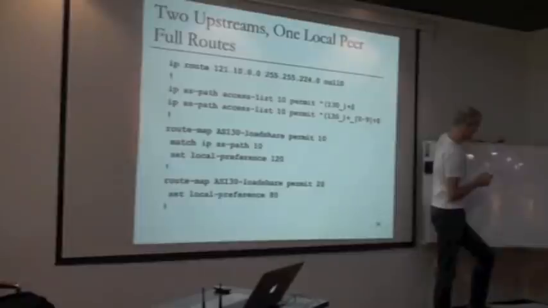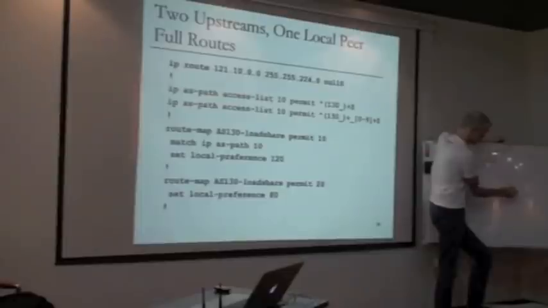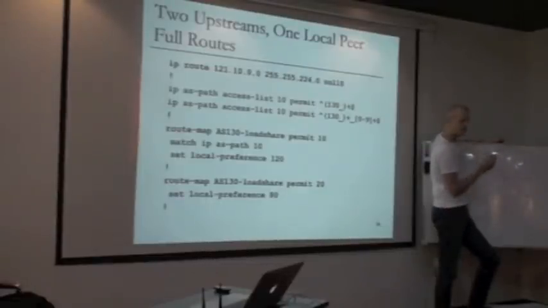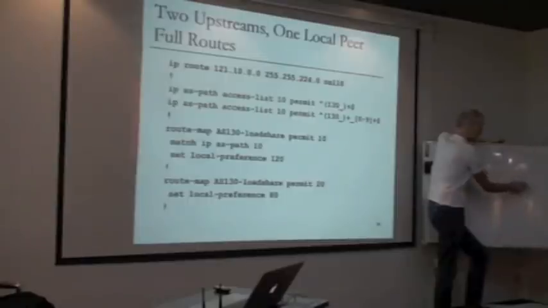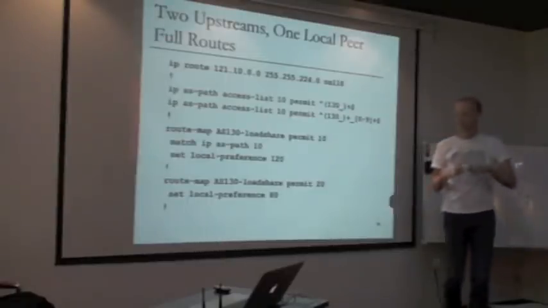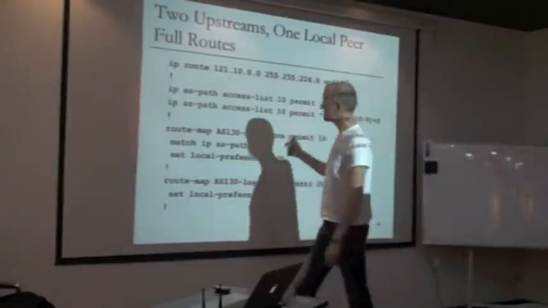AS130's upstream will get in through this filter, local pref 120. Their best path in will be like this, down to there. So the best path from here will be that way as well. See what we're doing? Rather than going all the way around here. So that's how we do the load balancing. And that's what this is doing.